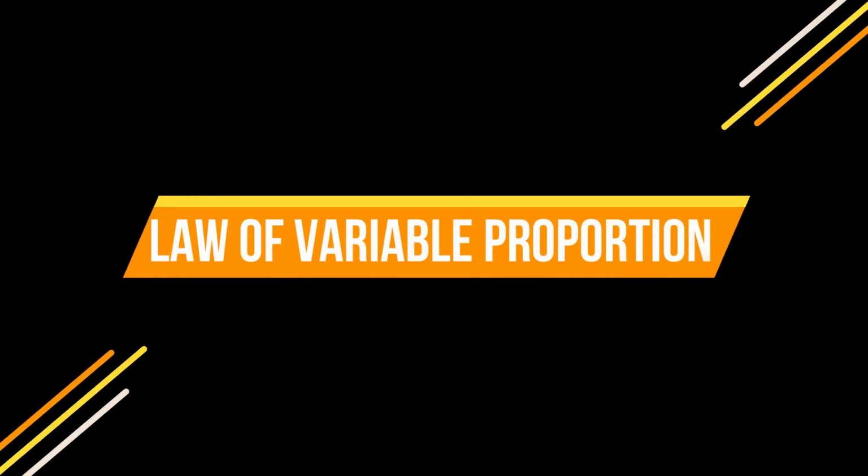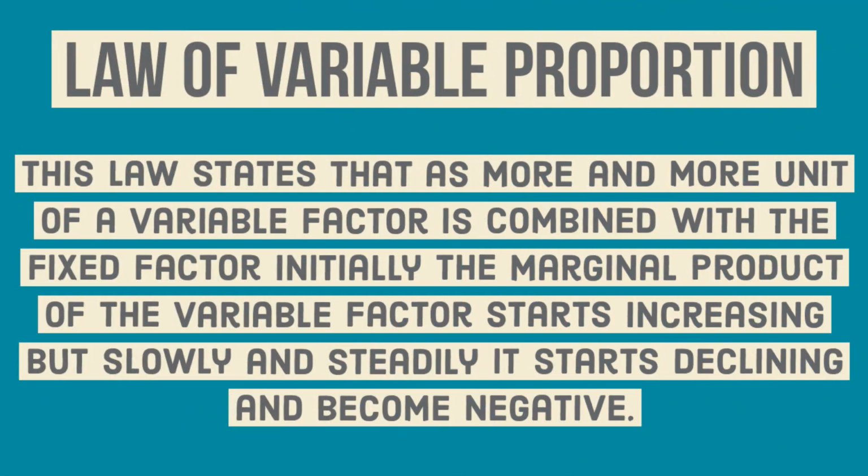Now let us discuss the law of variable proportion. This is the law which is applied in the short run production function. This law states that as more and more units of a variable factor are combined with the fixed factor, initially the marginal product of the variable factor starts increasing, but slowly and steadily it starts declining and becomes negative.